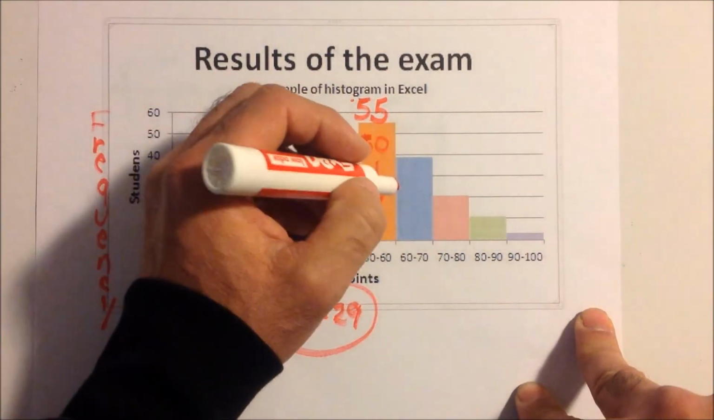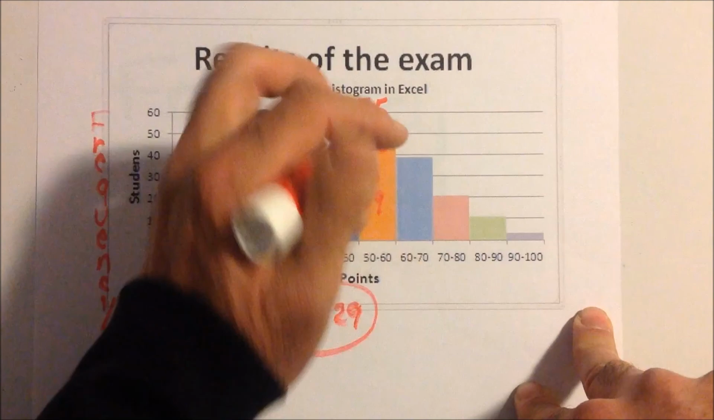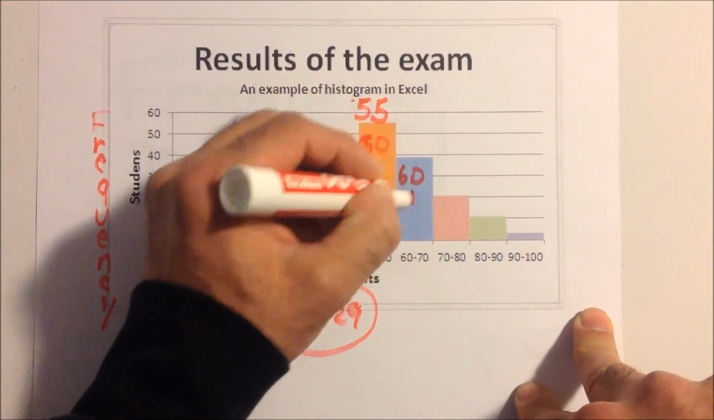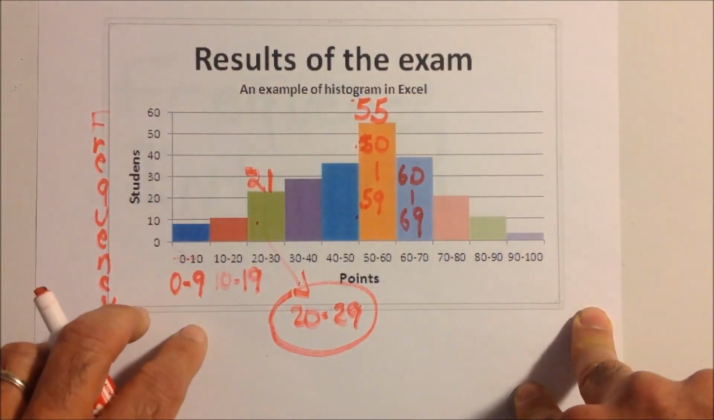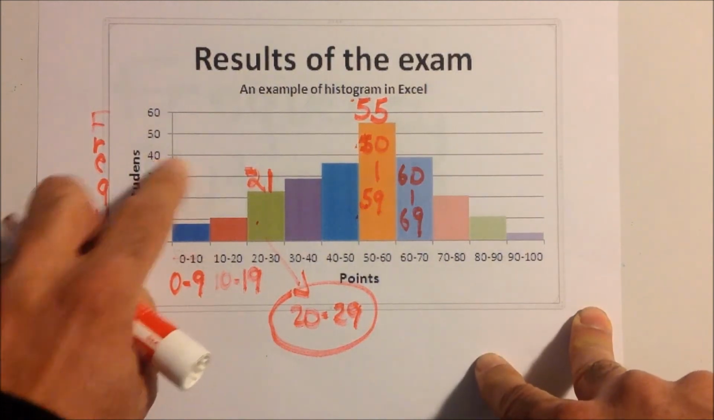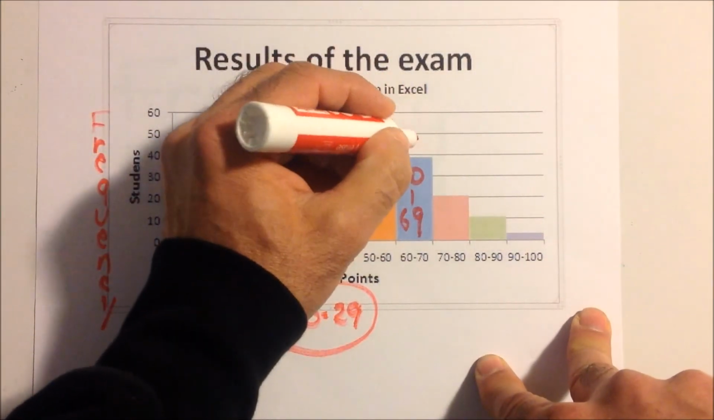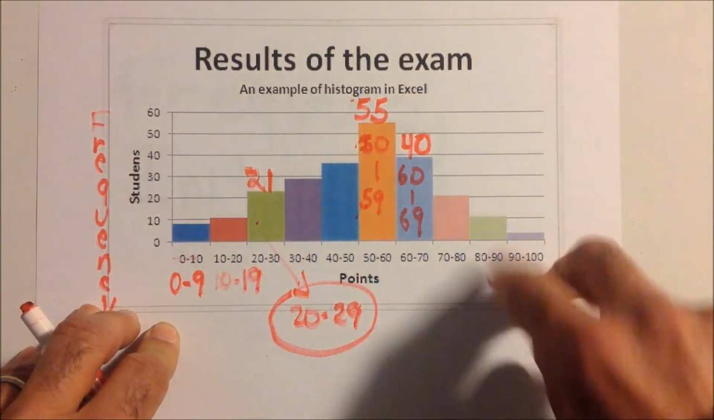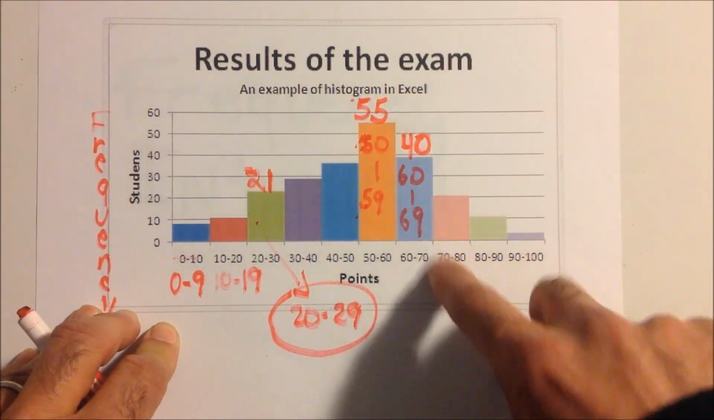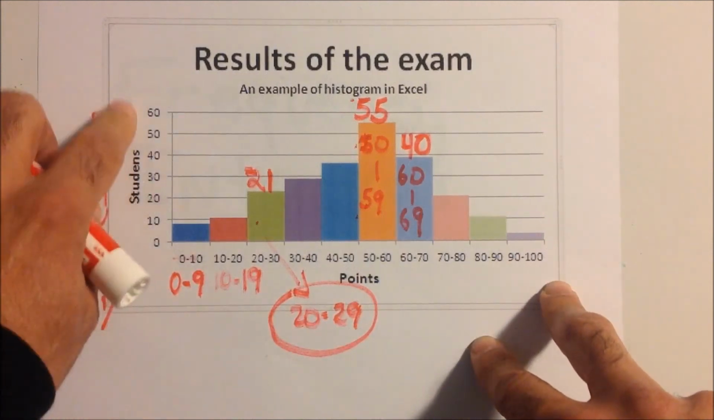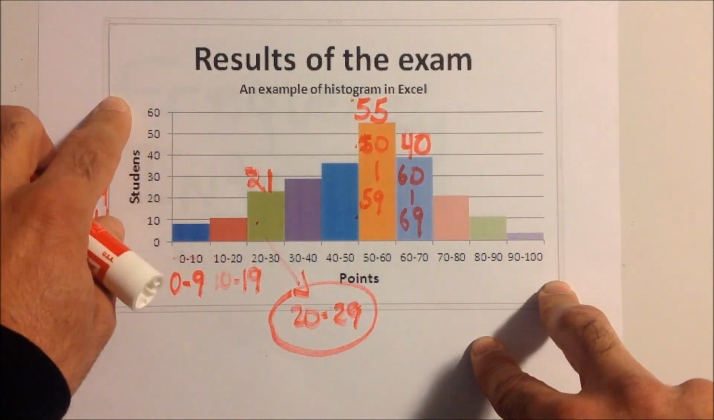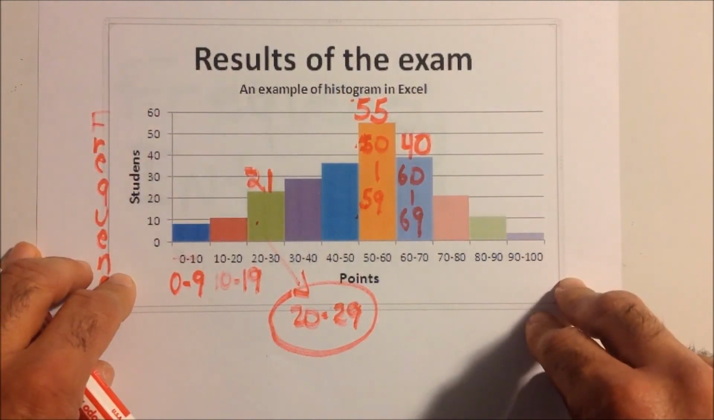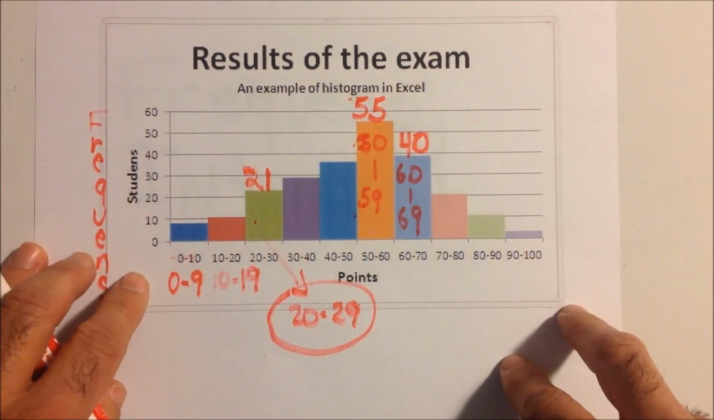So let's look at this one. This was from, again, 60 to 69. And the frequency looks like it's almost 40. We'll just say 40. 40 students got grades between 60 and 69. So we have our frequency, the number of students, or whatever the data represents, and the intervals between.